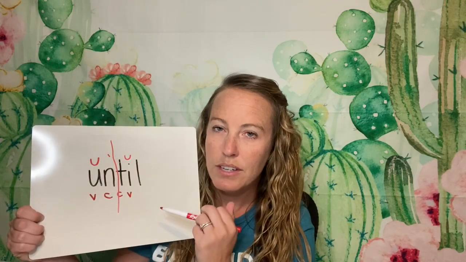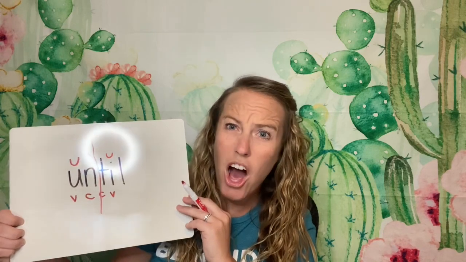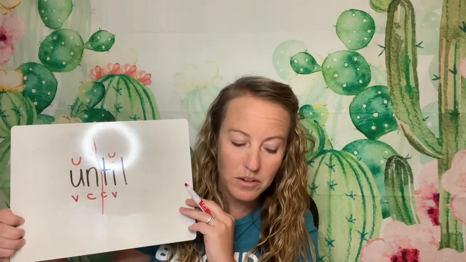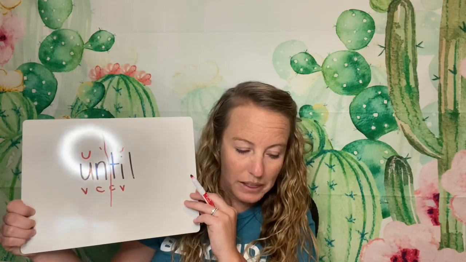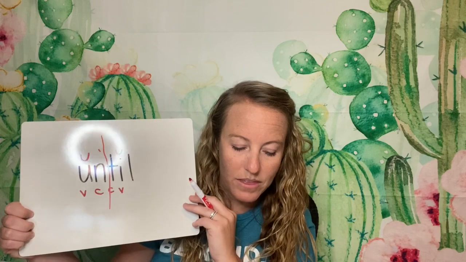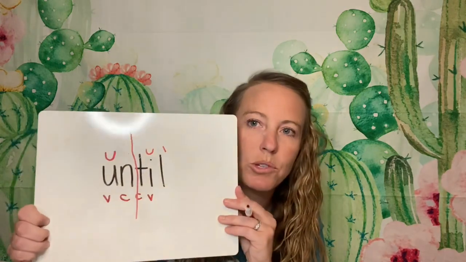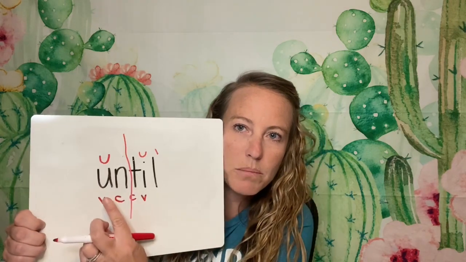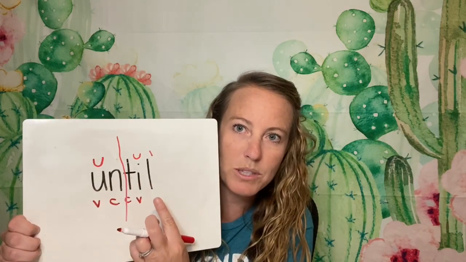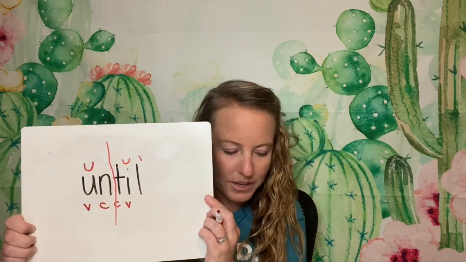Until. Good. Do we say until? No. Let's say this word together. Until. The accent is on the second syllable, isn't it? So we got to get rid of it on this one and we got to put the accent on the second syllable, just like that. So first syllable, un. Second syllable, till. Until. Good.